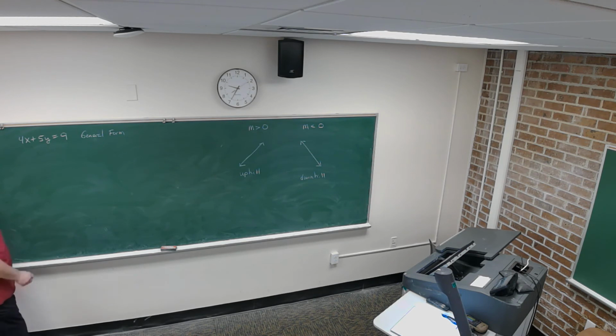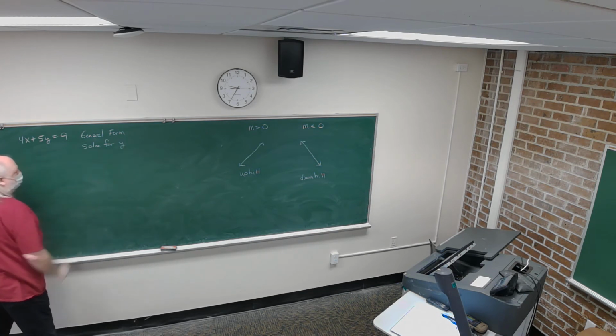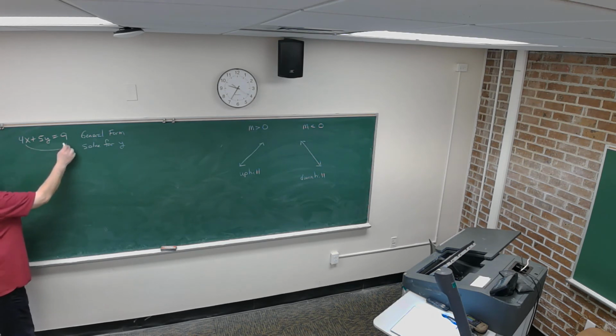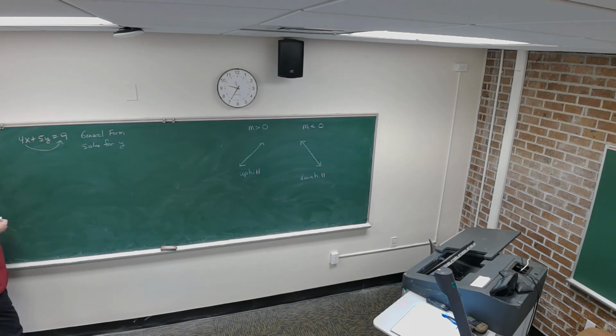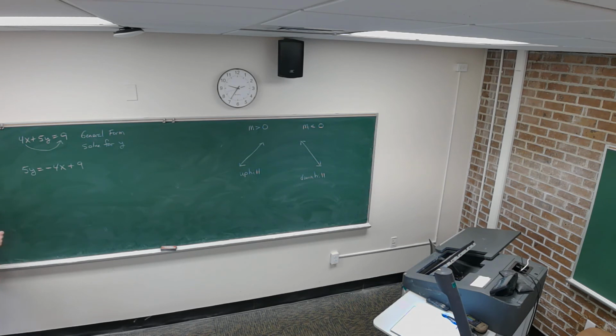So to find the slope, we're going to solve for the variable y. You get its slope-intercept form. So first step, I'm going to subtract 4x. We're going to isolate y on the left-hand side, so we're going to subtract 4x from both sides. And we have 5y equals minus 4x plus 9. I'm putting the minus 4x in front of the plus 9 because I want to write this in slope-intercept form. And now to isolate y on the left-hand side, I got to divide both sides by 5.